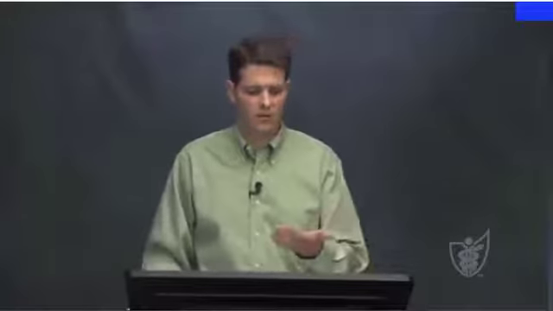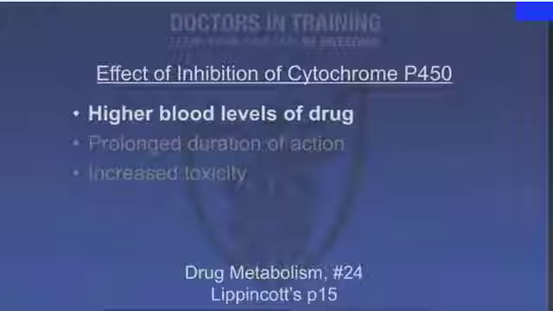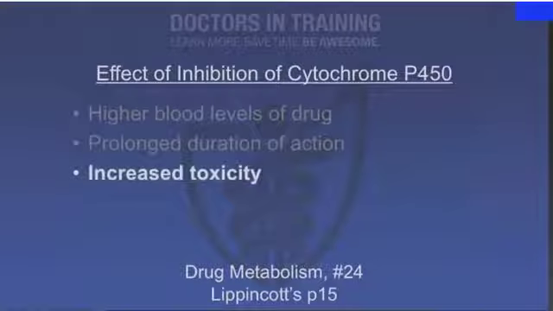Plus, it's one that is not going to show up on a patient's drug list. You might look at a patient's drug list and say, oh, they're on this drug which is going to inhibit or induce P450. But you're not going to see grapefruit juice. So you need to be in the habit of asking patients if they drink grapefruit juice if there's a problem with how well a drug is working. You might find out that they're drinking grapefruit juice, and that may be inhibiting their P450 metabolism. So inhibition of the P450 enzymes can lead to higher blood levels of the drug. It can lead to prolonged duration of the action of the drug, and sometimes it can lead to increased toxicity of the drug.